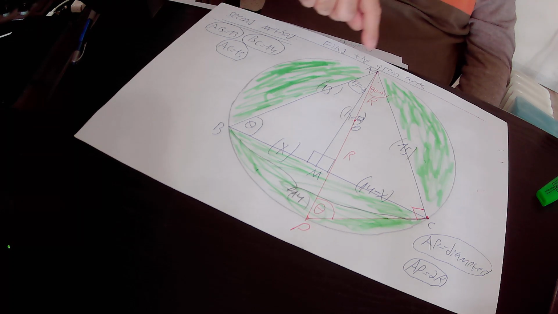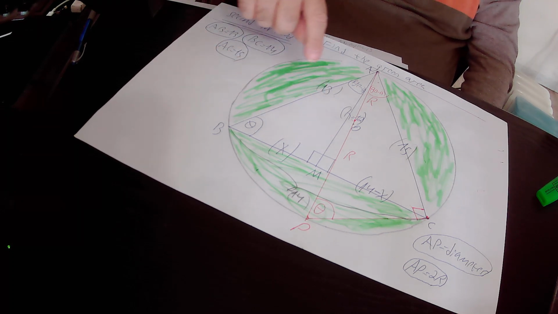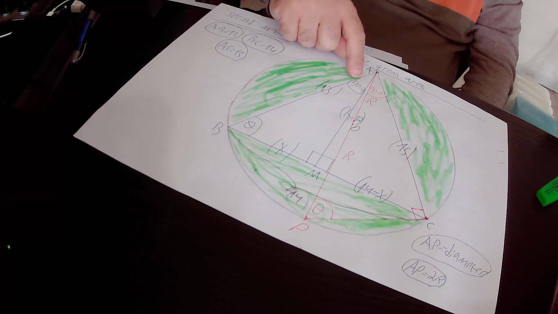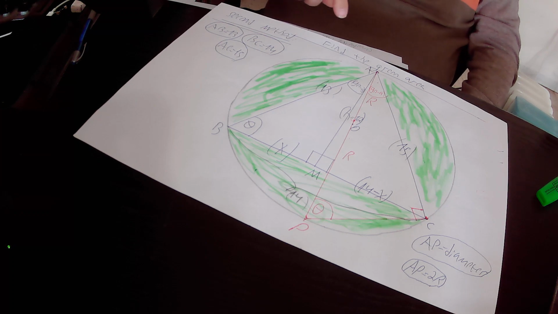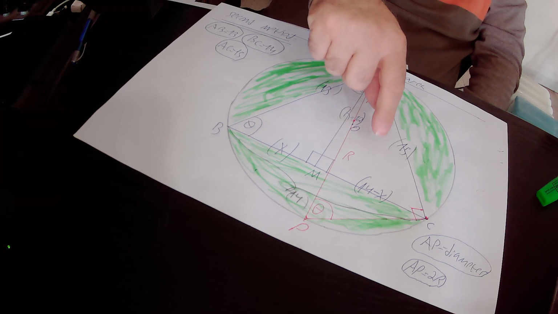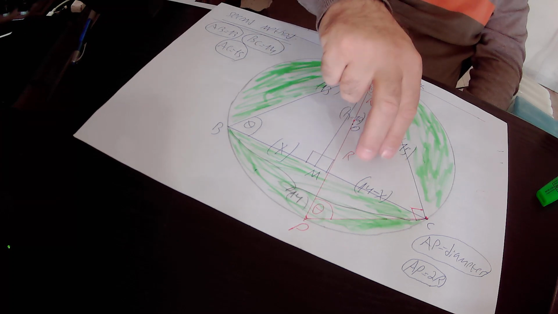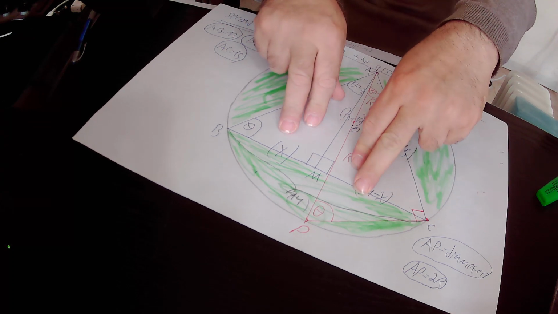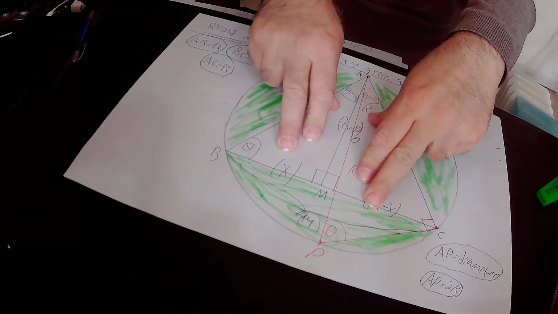Likewise, in the right triangle ABM, this angle equals theta, this angle equals 90 degrees, therefore the missing angle must be equal to 90 degrees minus theta. In the next step, we proved that the right triangle ABM is similar to the right triangle ABC. We proved that those two right triangles are similar to each other.